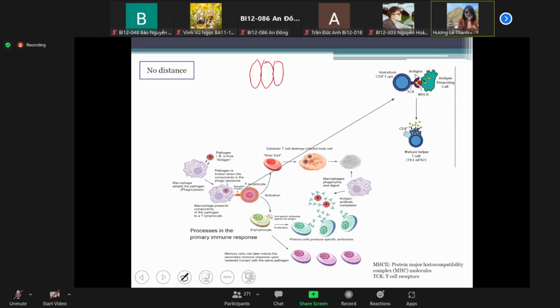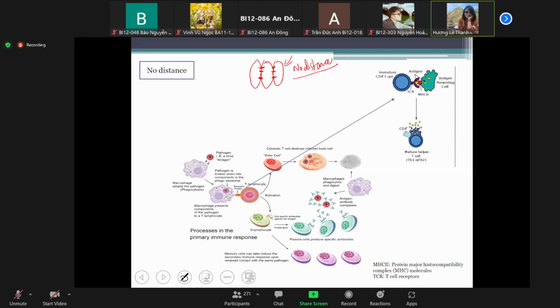I draw here the animal cells. Two cells close with each other, standing right beside you. They also have some bridge, or we have a gap junction between them, so they are no distance. And another type of no distance appears in the immune system.